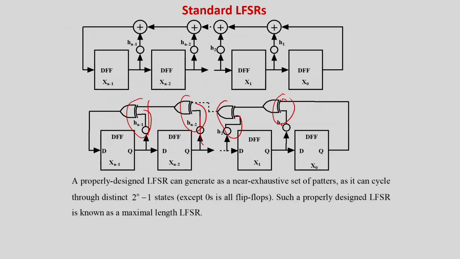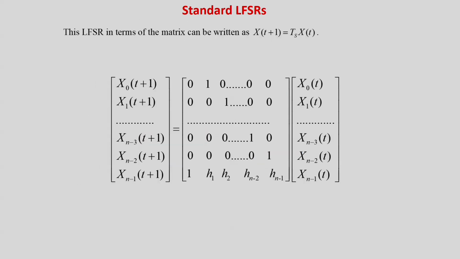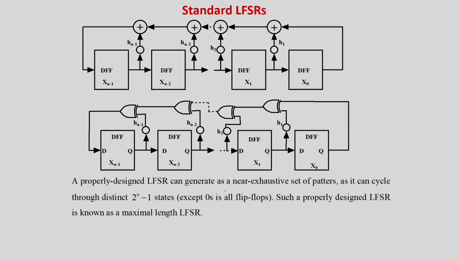So, how is it represented? It is represented by a matrix. Here it is a matrix with all diagonals as 1. This column is everything 0, there is a 1 over here, and the last row is h1, h2, h3, up to h(n minus 1) and h(n minus 2); those are the h's. So, what are the h's? The h's are basically these values.